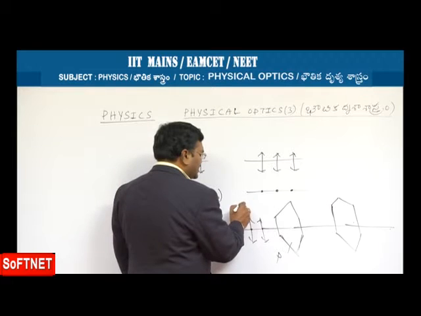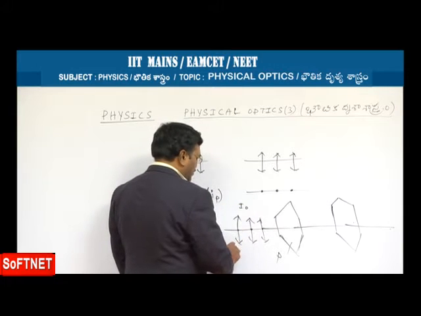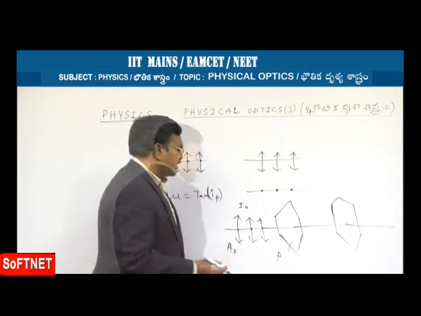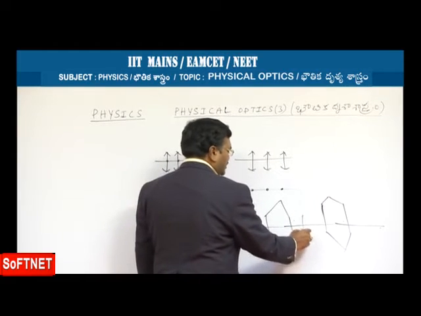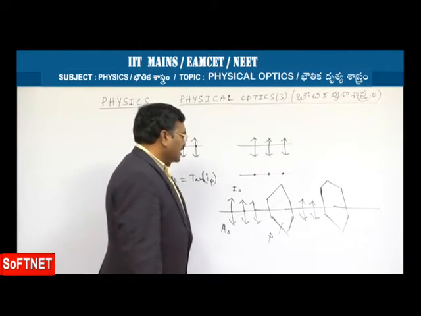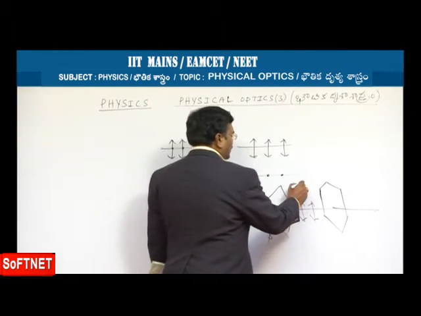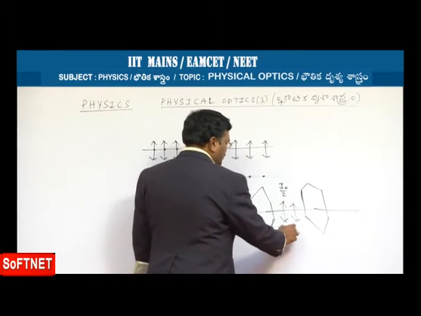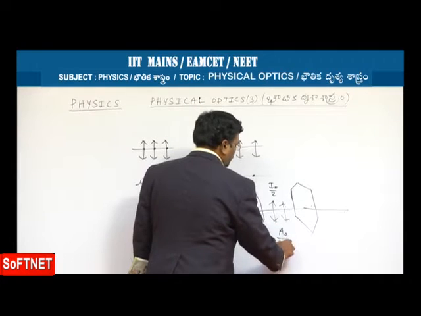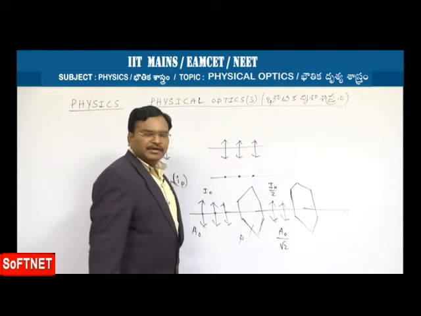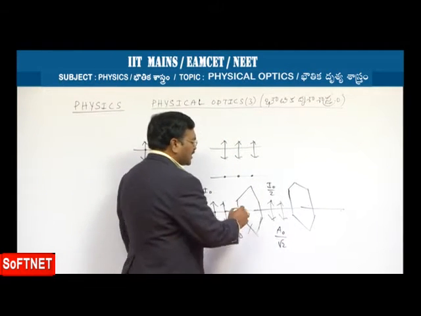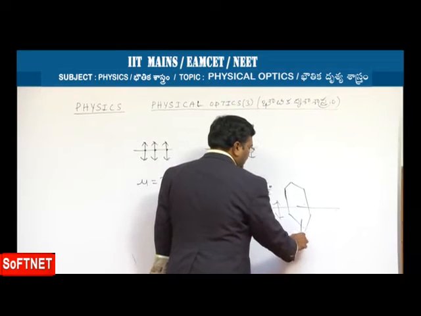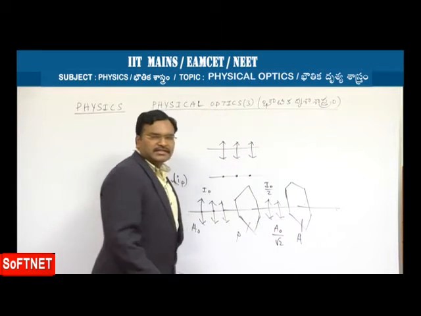Suppose the intensity is I naught and the amplitude is A naught. Here we are getting polarized light. Amplitude becomes A naught by root 2, and intensity becomes I naught by 2. Now this is the polarizer. If polarized light is incident on one more tourmaline crystal, that is called what?